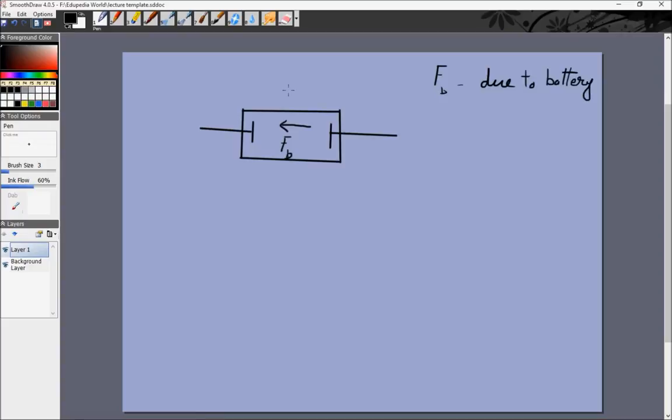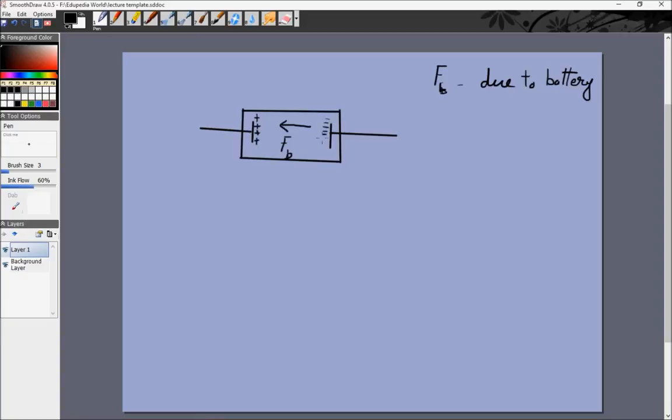Now the direction doesn't matter. I've just chosen one direction arbitrarily, but the force Fb is such that if the direction of the force is towards left, then the force on positive charges will be towards left, and the force on negative charges will be towards right. And right now we're assuming that this battery is not connected to anything. So because of this Fb, positive charges will flow to the left and negative charges will flow to the right. That means we'll have an accumulation of some positive charges on this end and some negative charges on this end.